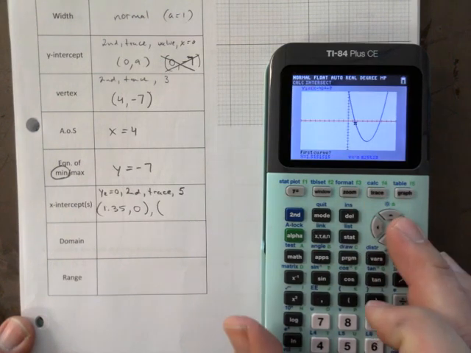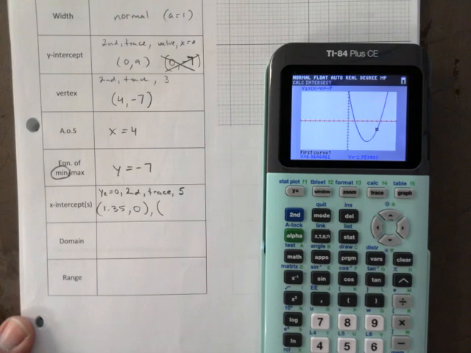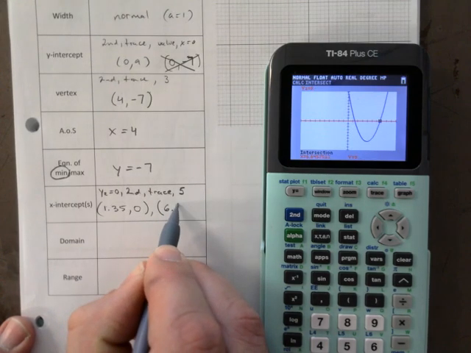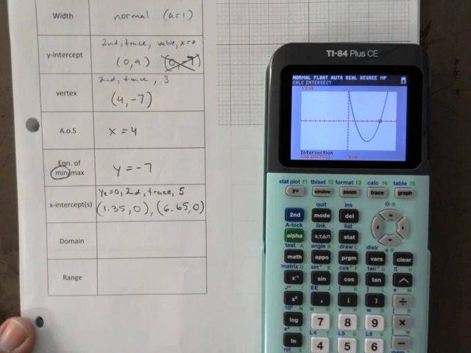And let's find the other one. Second trace 5. Let's go over to the second one. I'm going the long way. Enter, enter, enter. That's 6.65, right? If you round that correctly, it's 6.65.